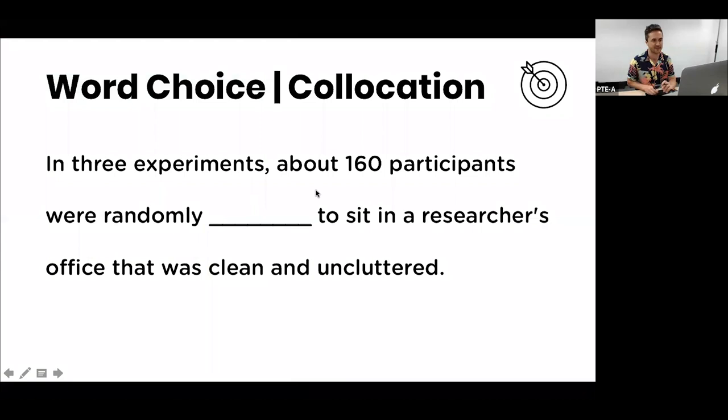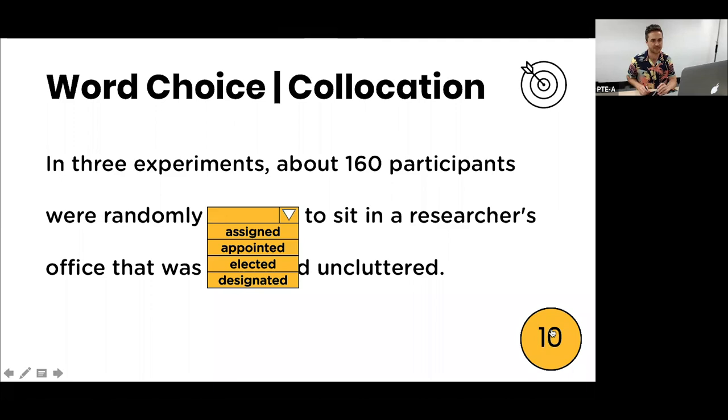Collocation is the next one. In three experiments, about 160 participants were randomly what to sit in a researcher's office that was clean and uncluttered. Try to guess this randomly. What's the answer here? Just without me showing you the options, what do you think the answer is? Randomly assigned, randomly selected, randomly chosen. Correct. Good. These are good phrases or collocations to look at.